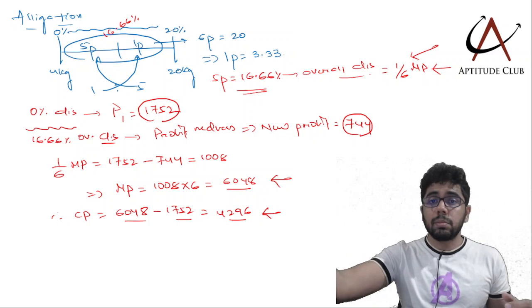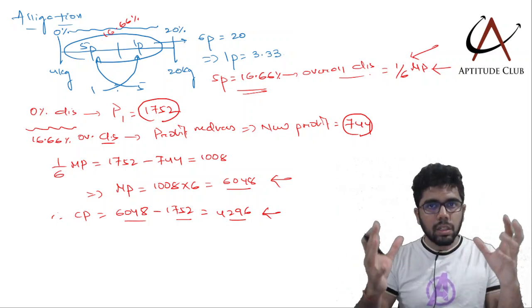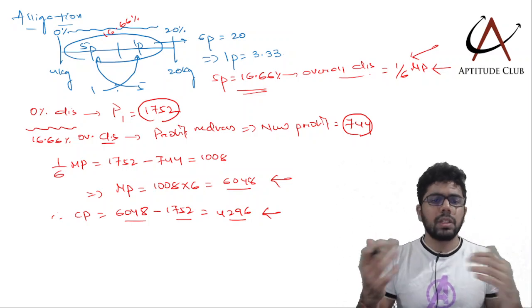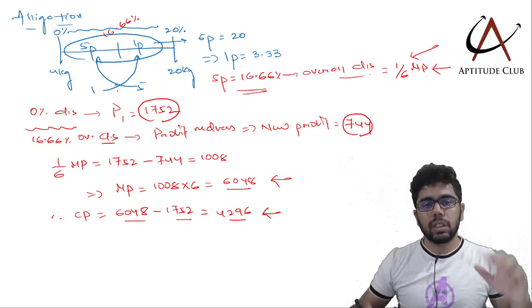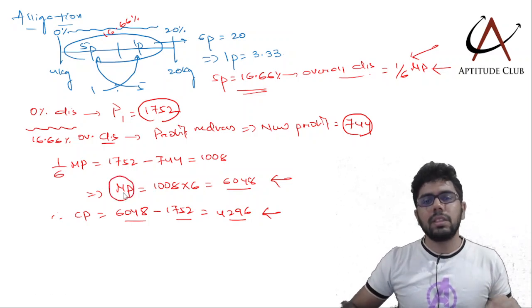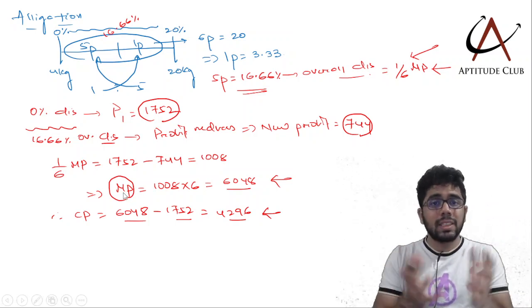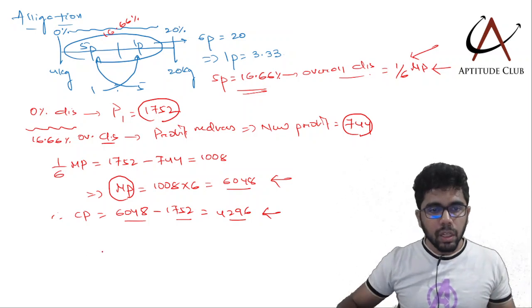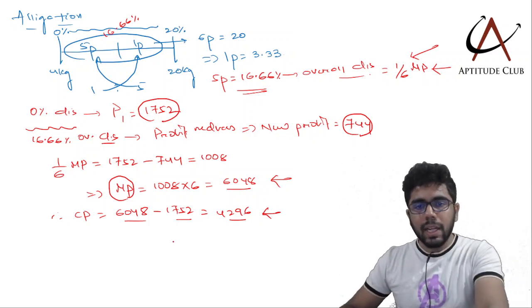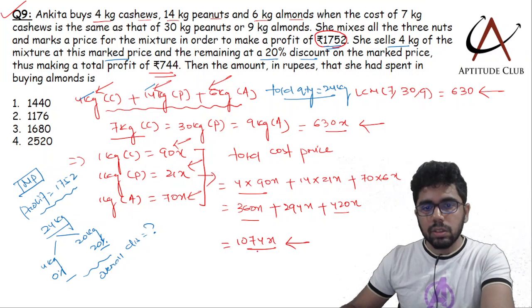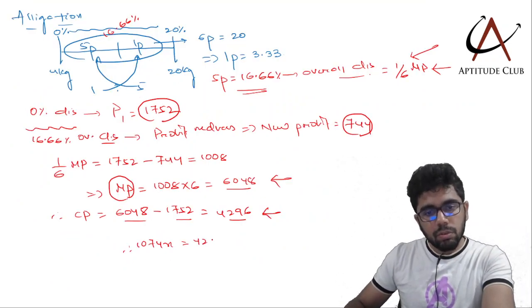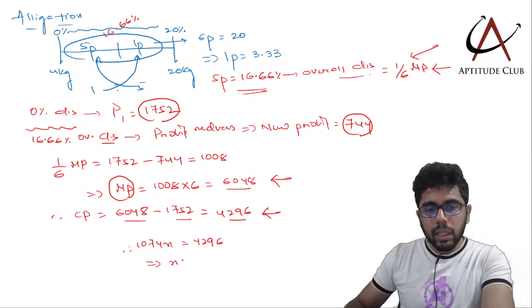That is why she marked up the price. So whatever she had marked up, she was expecting that I'll gain a 1752 rupees profit. So mark price minus discount, usually selling price minus discount होता है, but this mark price is in a way selling price for Ankita because she didn't know that she's going to give discount. So this is 4296 and we had calculated cost price earlier, which is 1074x. Hence 1074x is equal to 4296, which gives my x as 4.